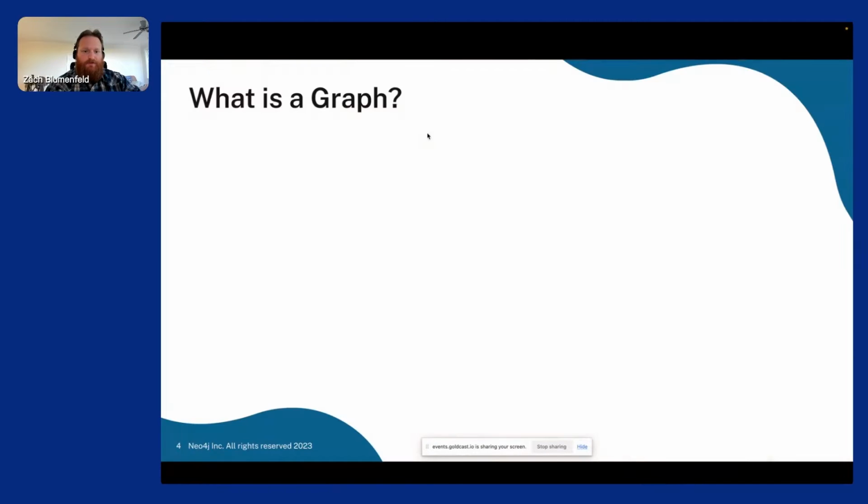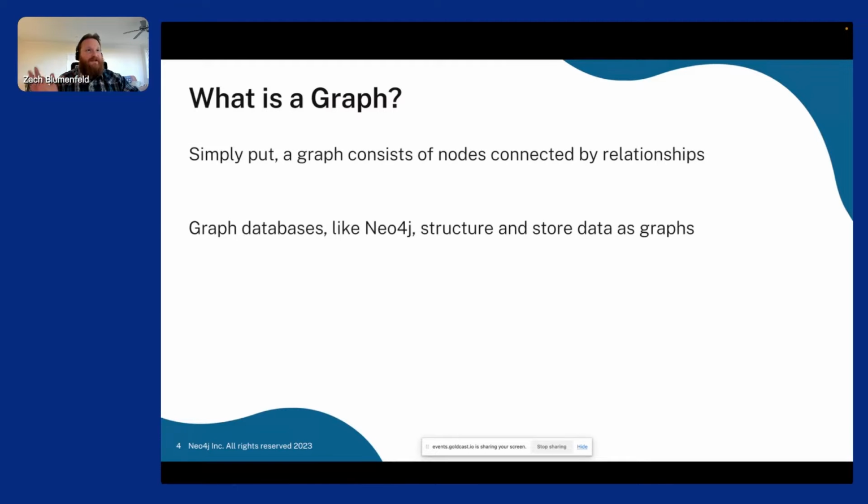So to start with the overview, I want to level set. I know everyone here probably already knows what a graph is. But it's basically a data structure that consists of nodes connected by relationships, and databases like ours, like Neo4j, structure and store graph data.